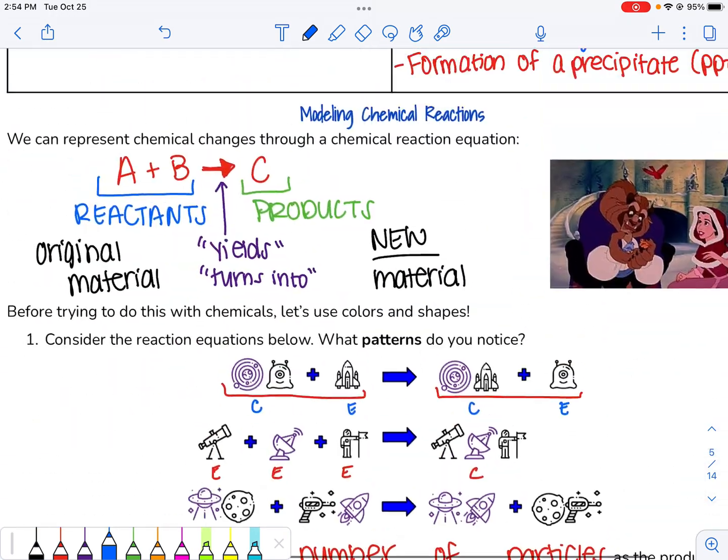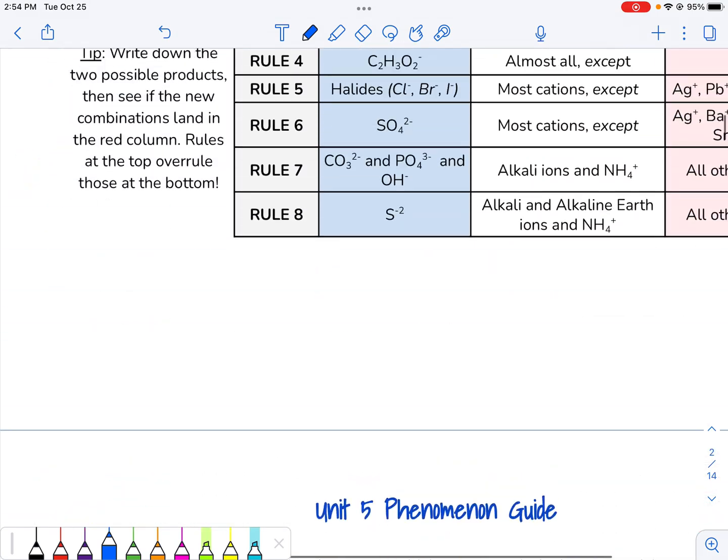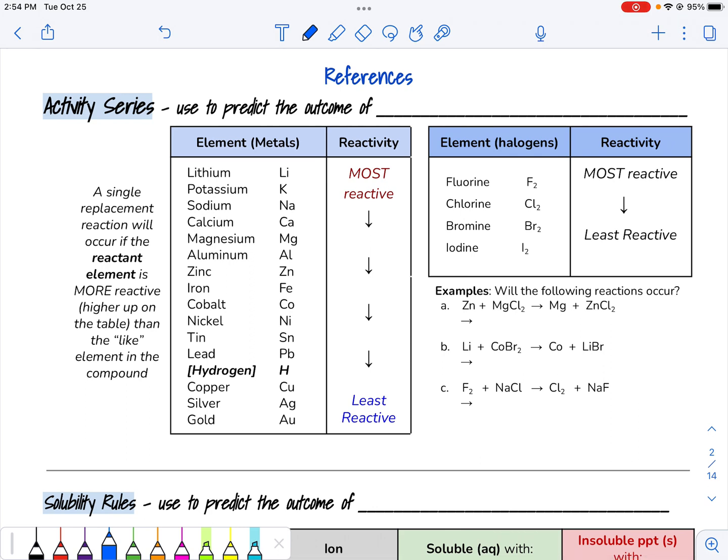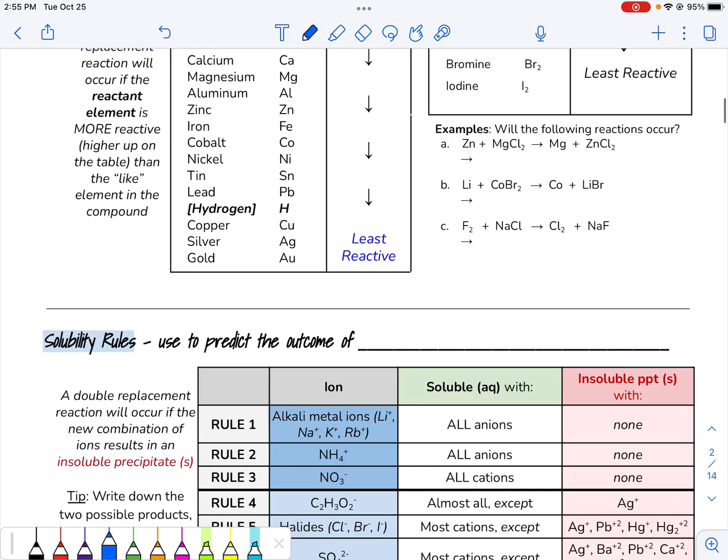If you look on the second page of your notes, you'll see I put some references in here for you. So this is the activity series. It's used to predict the outcome of single replacement reactions. We're going to learn how to use this tomorrow, but I want you to be aware that you have this in here for you.